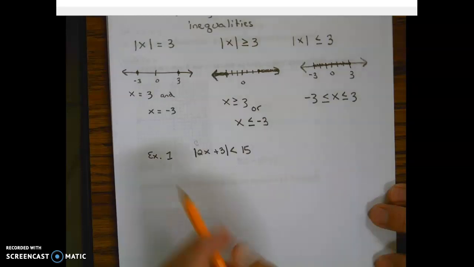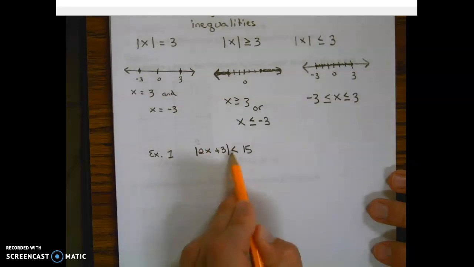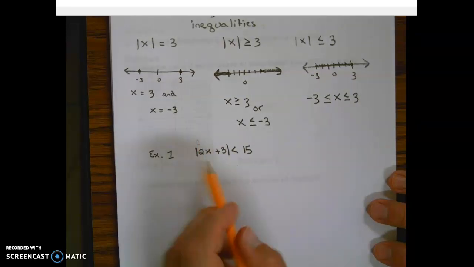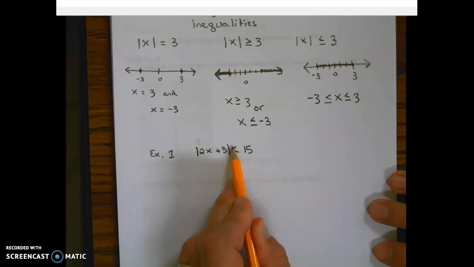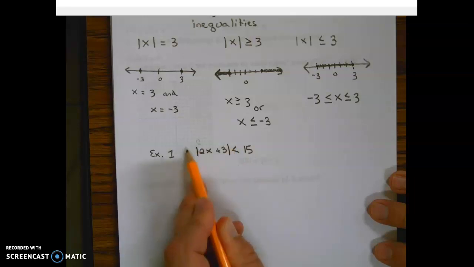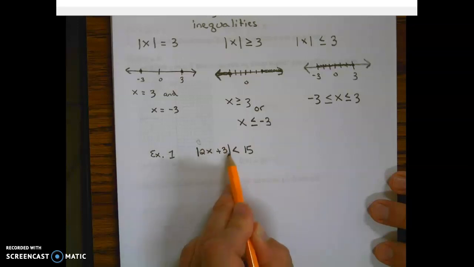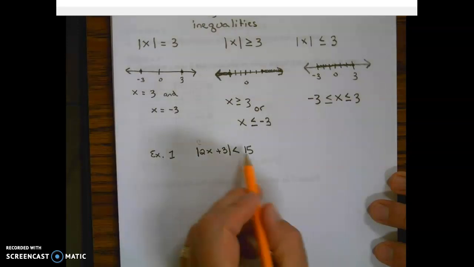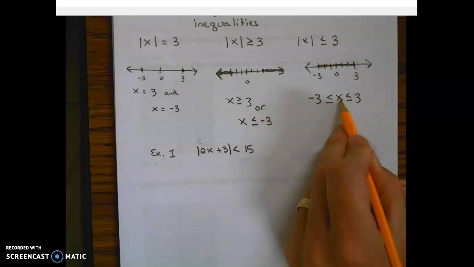Okay, so taking a look at this example here, the first thing I want you to notice is that there is nothing on the outside of the absolute value, and that's very important. Before you do what I'm about to do, make sure you clean up the outside: undo any adding and subtracting, undo any multiplying and dividing, so that all you have is an absolute value with an expression inside. Okay, so since it's a less than, we're going to follow this example right here.